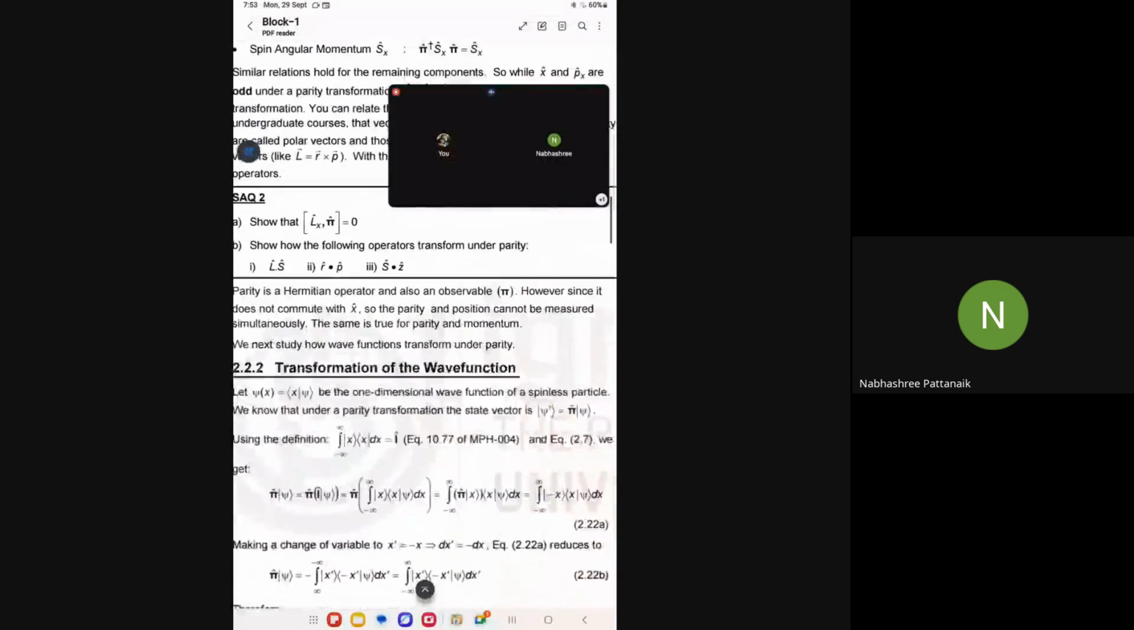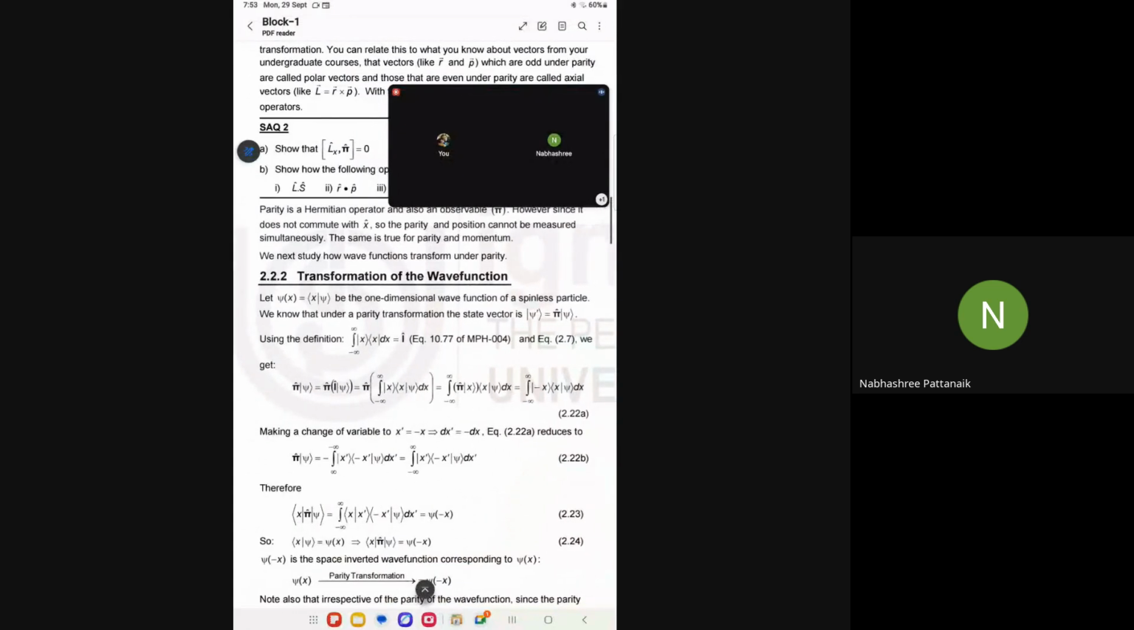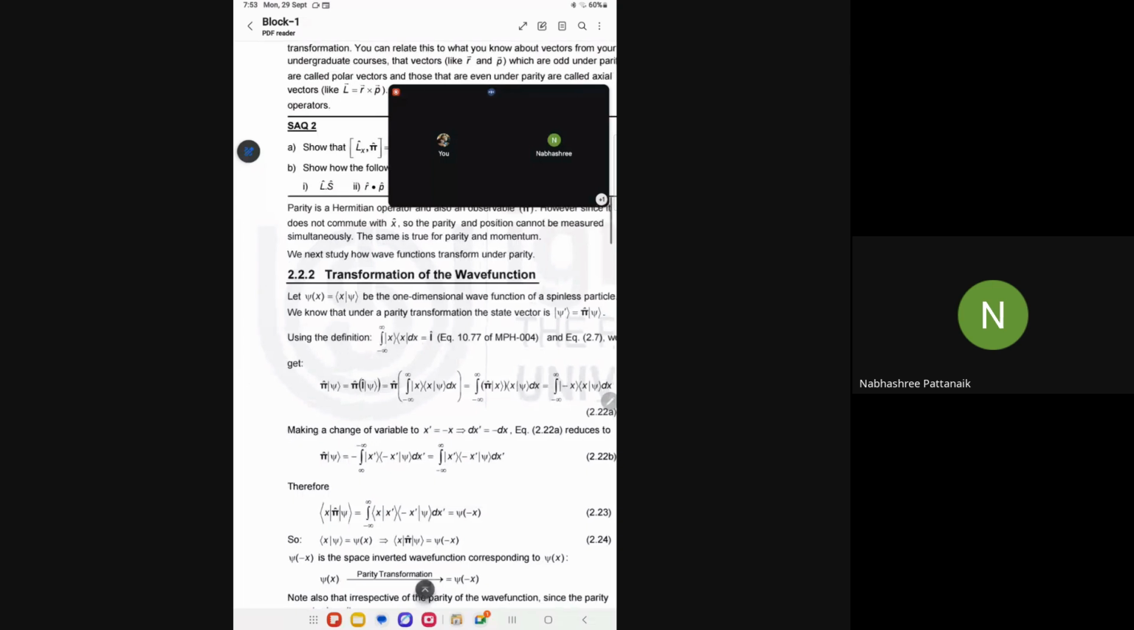So next is transformation of wave function. You can see psi of x, a one-dimensional wave function for a spinless particle. So we are not considering any spin part.